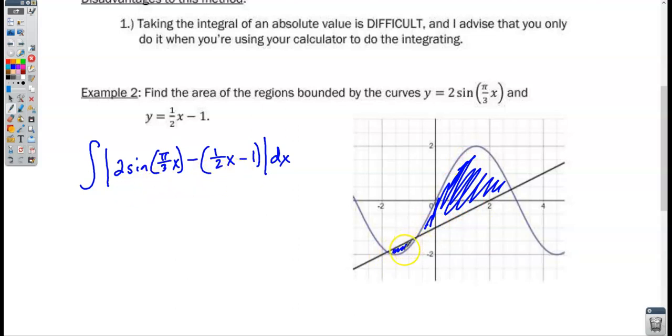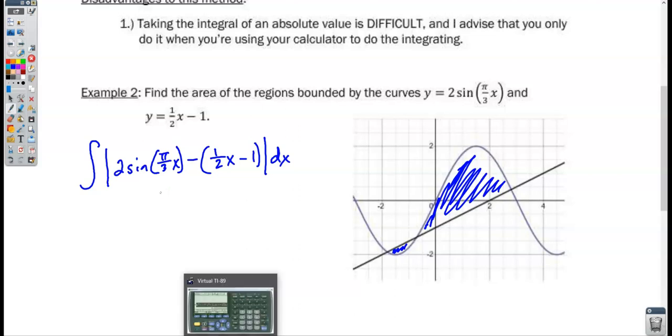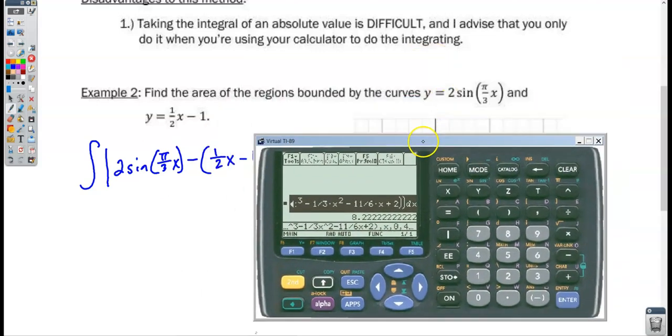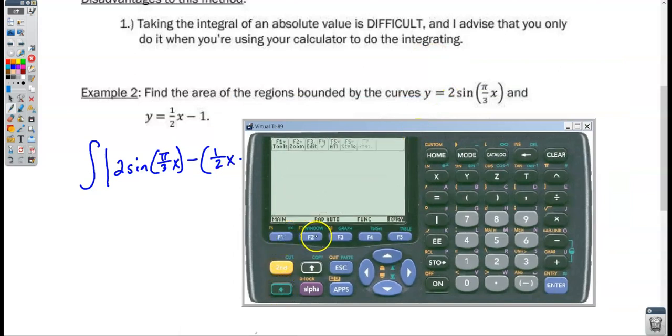On this interval, what's inside the absolute value is the opposite of what I would write normally. Normally I would write the line minus the sine curve to calculate this area, but taking the absolute value gives me the same numerical value no matter what the order of our two curves is when we write them. And now all I need is my limits of integration, and I'm going to have to use my calculator to find those. This is a calculator active problem.